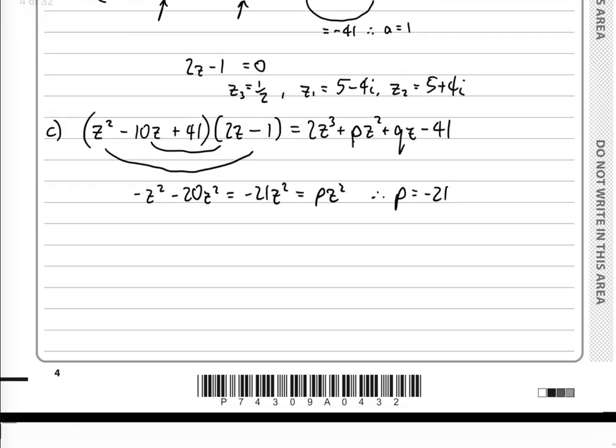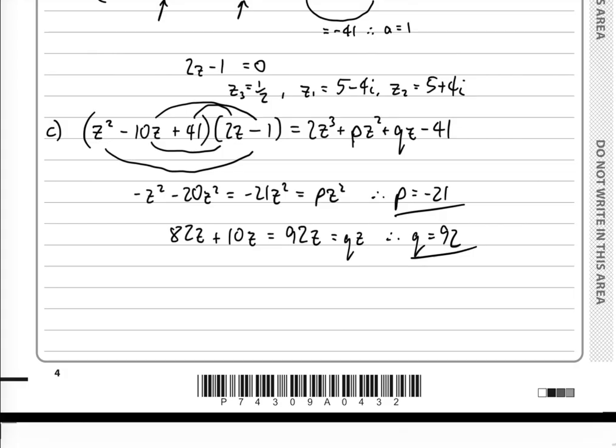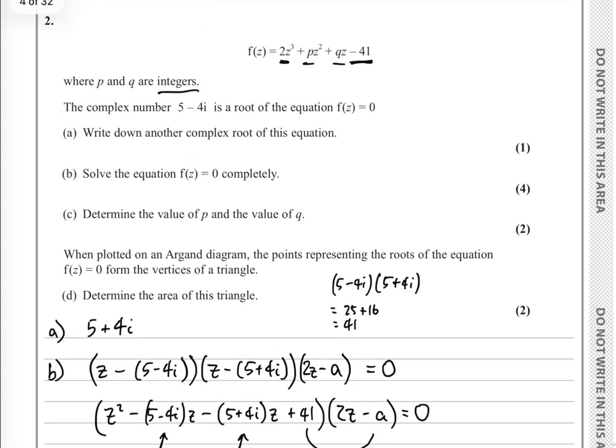Now our z term, we need this times this, that gives me 82z, and this times this is plus 10z, that gives me 92z, and that has to equal qz, therefore q is equal to 92. There are no other z terms, no other z squared terms, so these should be our answers. P and q integers, that looks good.